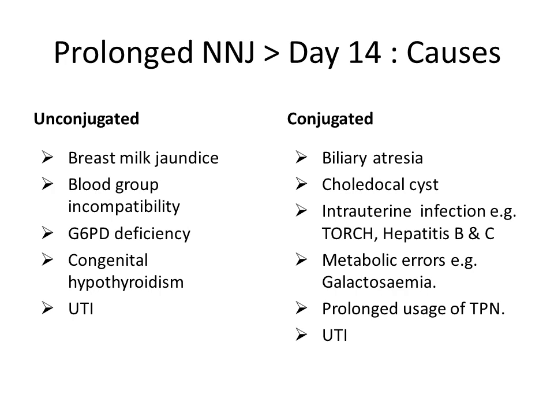The conjugated causes include biliary atresia, choledochal cysts, intrauterine infections such as TORCH, hepatitis B and C, metabolic errors such as galactosemia, prolonged usage of total parenteral nutrition, as well as urinary tract infection. Please note that urinary tract infection can cause both conjugated and unconjugated hyperbilirubinemia. This is because infection by bacteria such as E. coli causes hemolysis of red blood cells, leading to unconjugated hyperbilirubinemia.